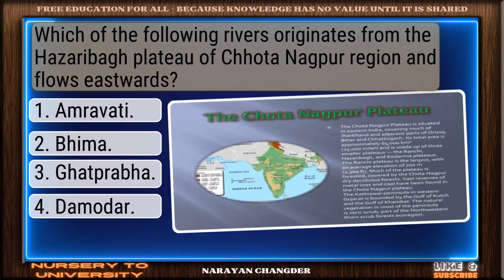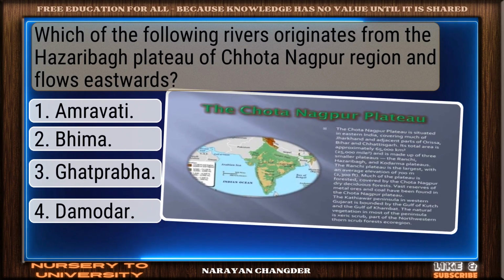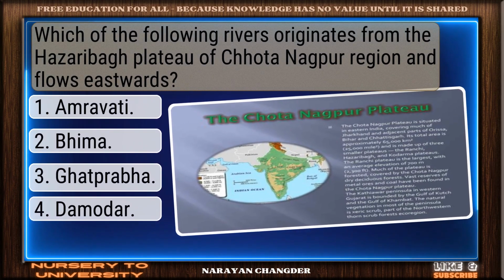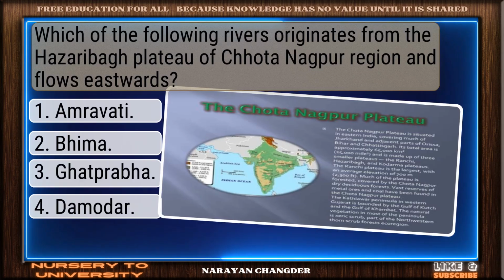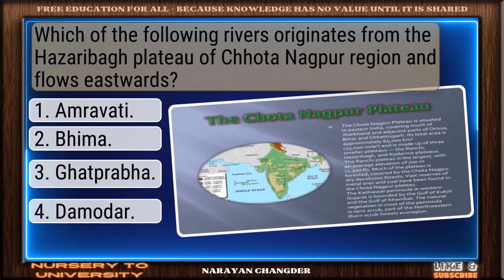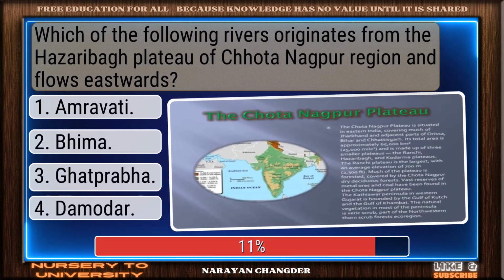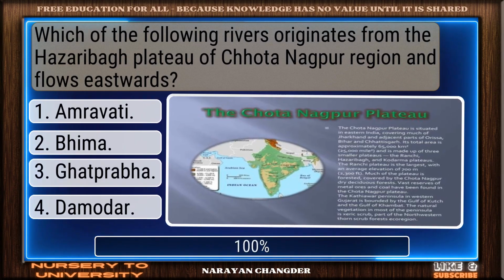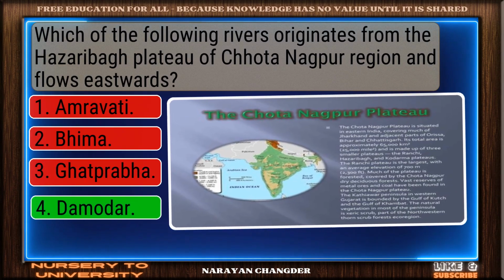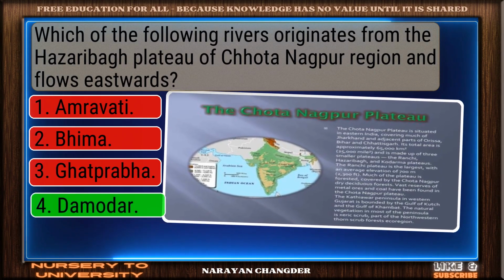Question number 25. Which of the following rivers originates from the Hazaribagh Plateau of Chhota Nagpur region and flows eastwards? You're right. Damodar is the correct answer.